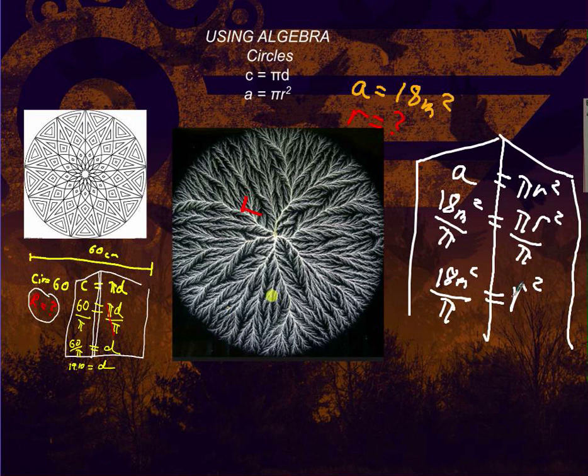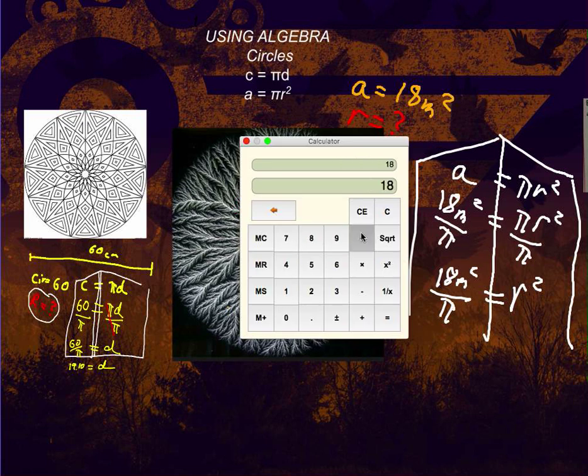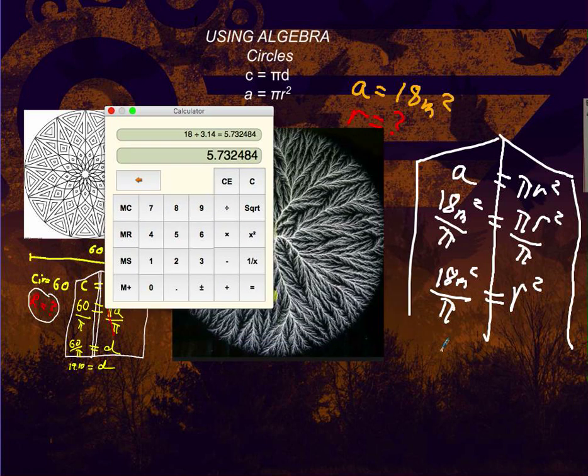Now this doesn't help us yet because we have r squared. First of all, what is 18 meters divided by pi? Well, let's take our calculator. 18 divided by 3.14 equals 5.73. Round it off, 5.73 equals r squared. How do we get r by itself so we're not squaring it? We do the opposite of squaring. If you may recall, the opposite of squaring is the square root. So we square root everything. Now we will have our answer.